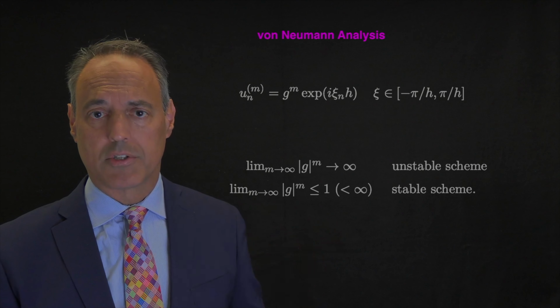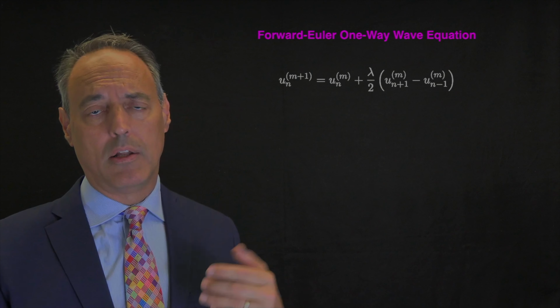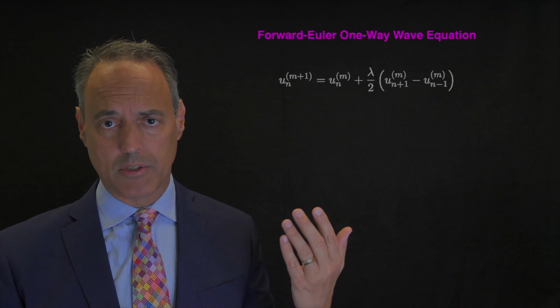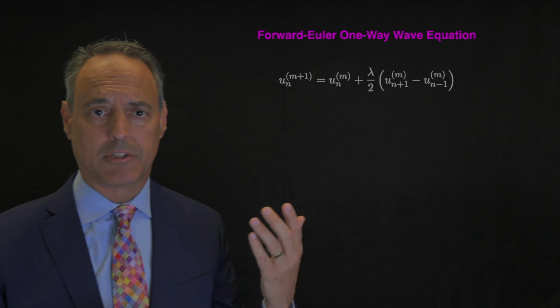So let's go through this and show this. Let's go through the one-way wave equation that we considered in the last lecture. With this one-way wave equation, we're going to take the first discretization we did, which was forward Euler and center difference in space. This was our scheme, the first scheme we developed in the last section. There's our CFL number right there, lambda.